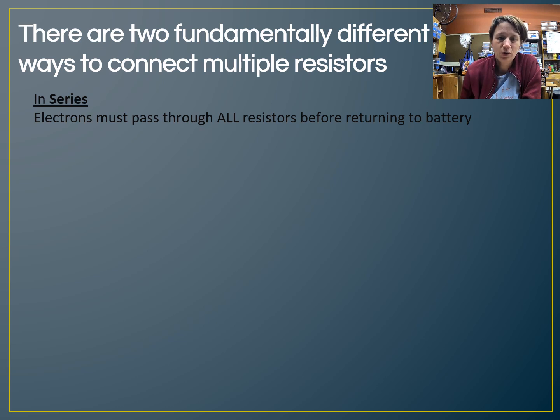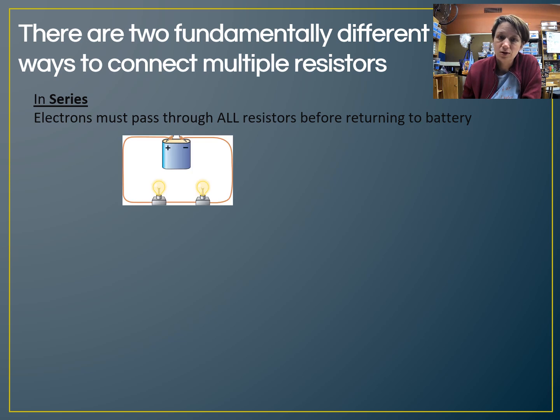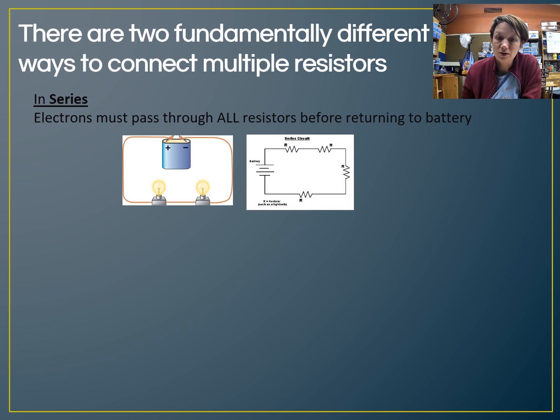The first way is known as in series. If you connect two resistors in series, the electrons have to pass through all of those resistors before they continue on through the circuit or before they return to the battery. So this is an example of two light bulbs connected in series. If an electron wants to get back to the battery, it's got to go through both of those light bulbs before it returns. This would be a schematic diagram of four resistors connected in series. And you can see again the single loop that is created when you connect things in series.